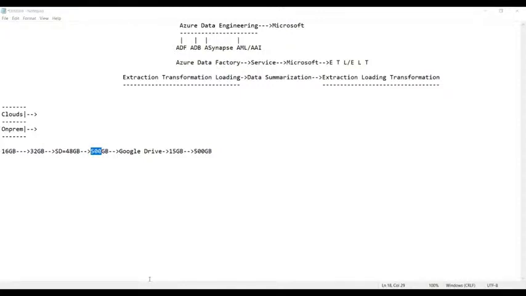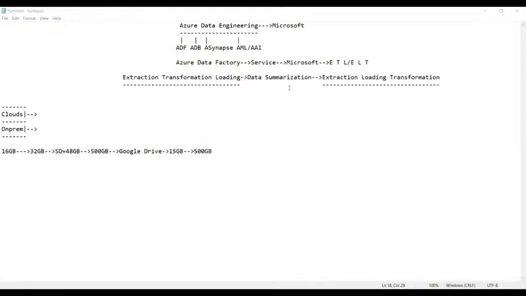Tell me now, can you recover? Can you recover the 16 GB of memory? No, we cannot. Can you recover this 32 GB of memory? No. Can you recover this 500 GB of memory? Yes.